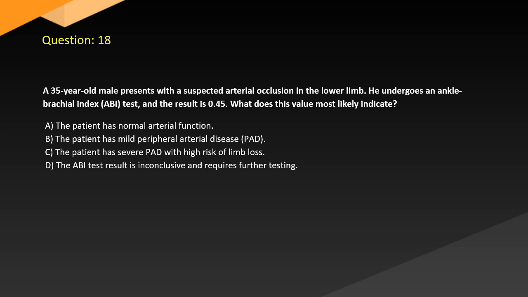Question 18. A 35-year-old male presents with a suspected arterial occlusion in the lower limb. He undergoes an ankle-brachial index (ABI) test and the result is 0.45. What does this value most likely indicate? A. The patient has normal arterial function. B. The patient has mild peripheral arterial disease (PAD). C. The patient has severe PAD with high risk of limb loss. D. The ABI test result is inconclusive and requires further testing.